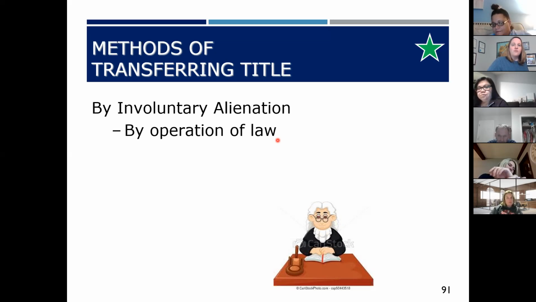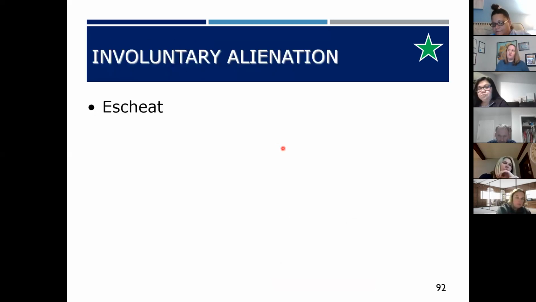The first form of involuntary alienation is called escheat. When an individual dies without a will or heirs, the property goes escheat. No will, no heirs. The property goes escheat, which means the state will take the property and sell it or use it for their purposes, whatever they want.